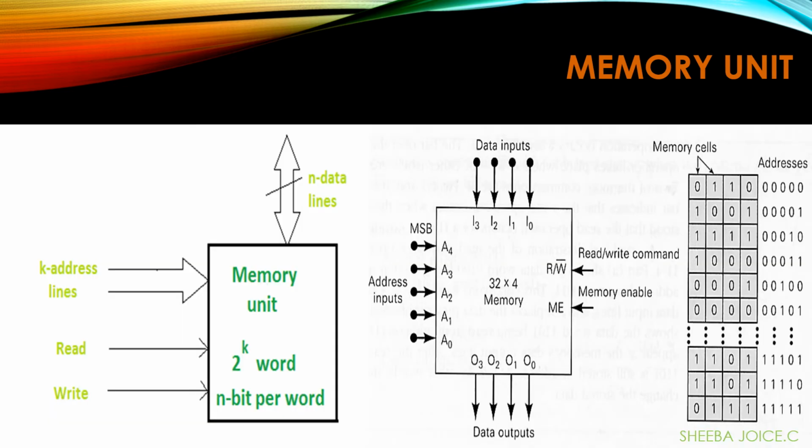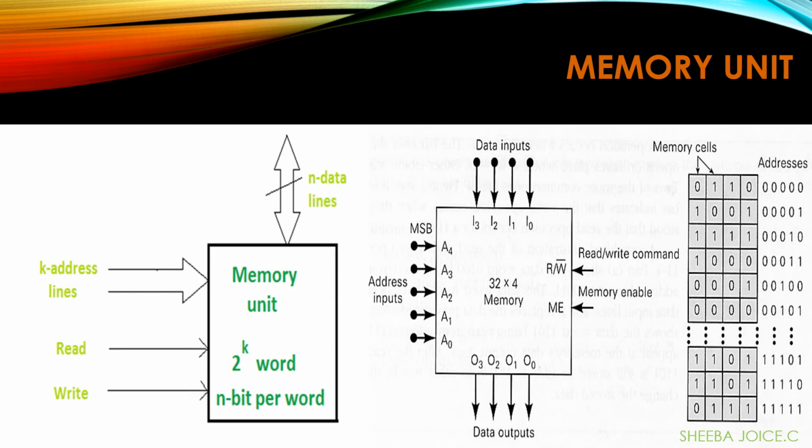This block represents a memory unit. Here you have K address lines and N data lines. It has 2 power K words and each word will be N bits. These are the read and write signals. For a specific example, we can consider this 32 cross 4 memory. 2 to the power 5 is 32, which means I need to have 5 bits of address lines. So A0, A1, A2, A3, A4 represent the address.